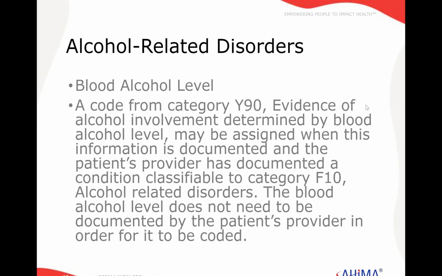Alcohol-related disorders are very, very common. One of the things we want to take a look at is using a code from the category Y90, evidence of alcohol involvement determined by blood alcohol level. This may be assigned when the information is documented and the patient's provider has documented something that's classifiable to code category F10 for alcohol-related disorder.